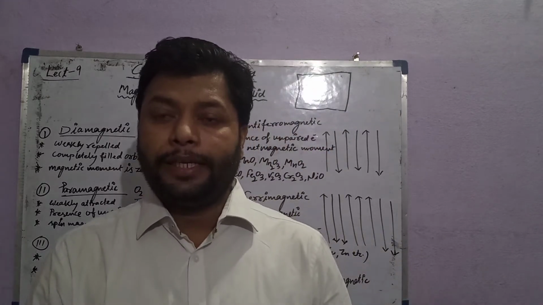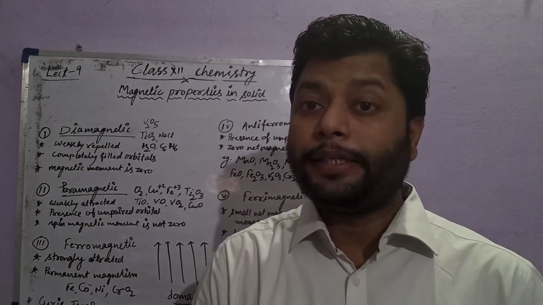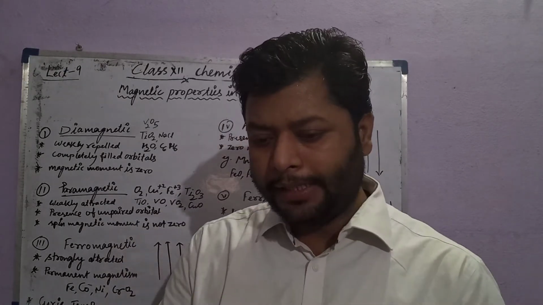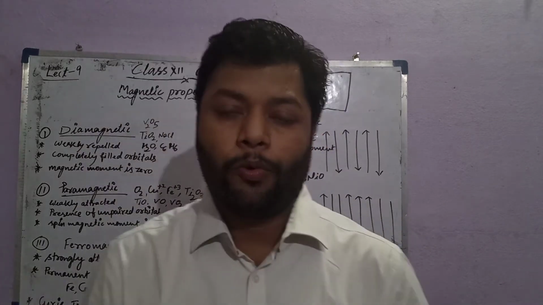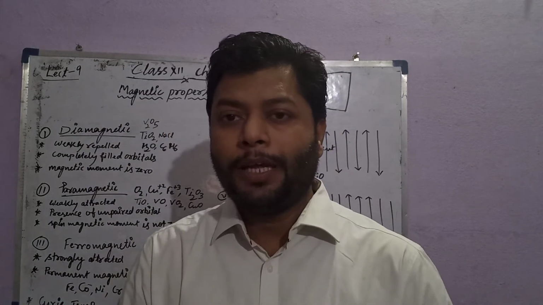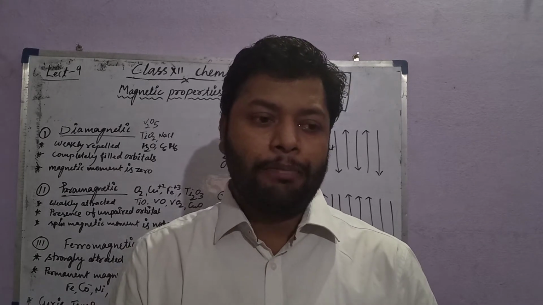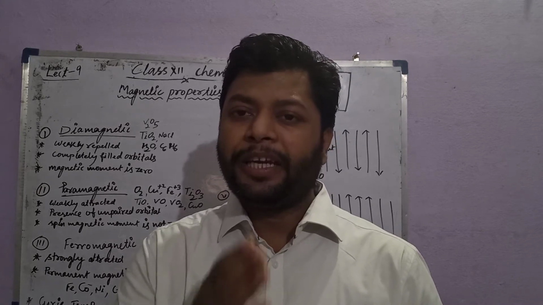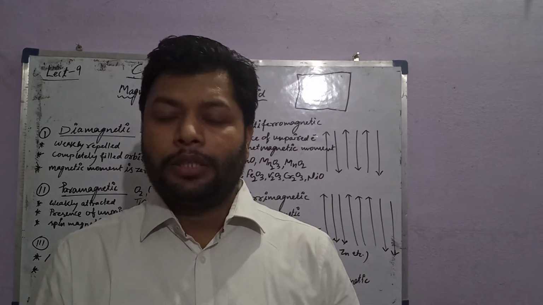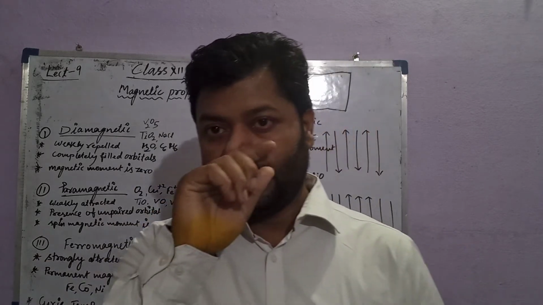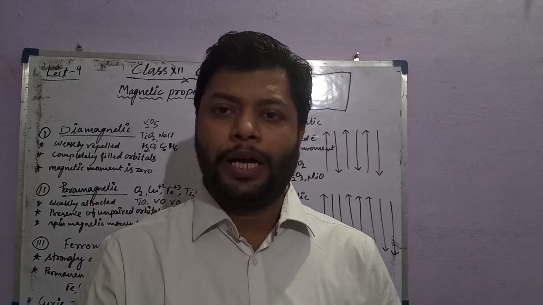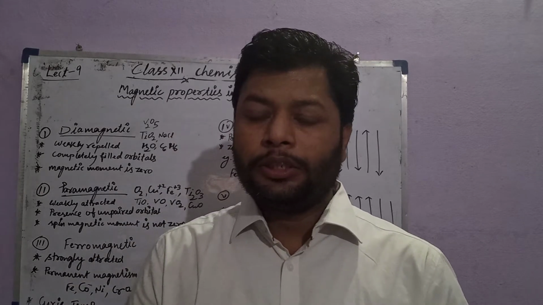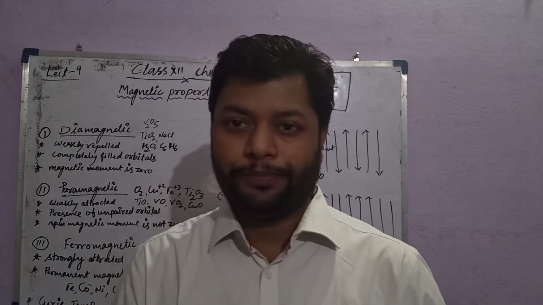So let's start the topic, magnetic properties. If I start from the beginning, where magnetic behavior originated or started, the beginning thing is the movement of an electric field. The movement of an electric field always induces some kind of magnetic field around it.